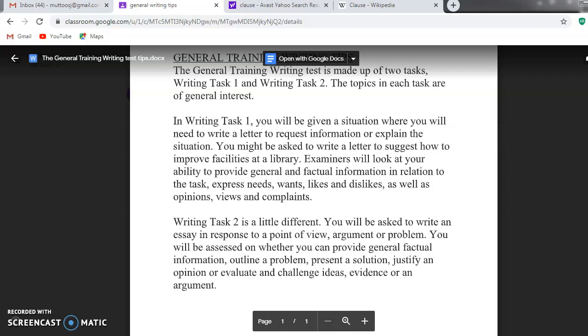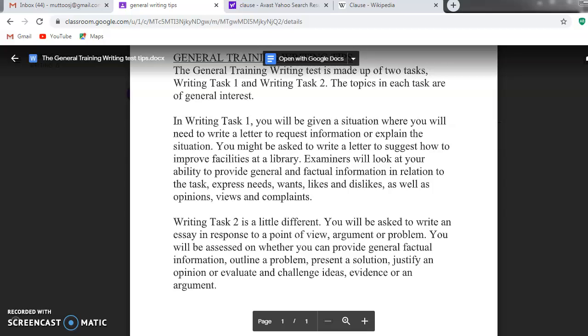In writing task 1, you will be given a situation where you will need to write a letter to request information or explain the situation. You might be asked to write a letter to suggest how to improve facilities at the library.